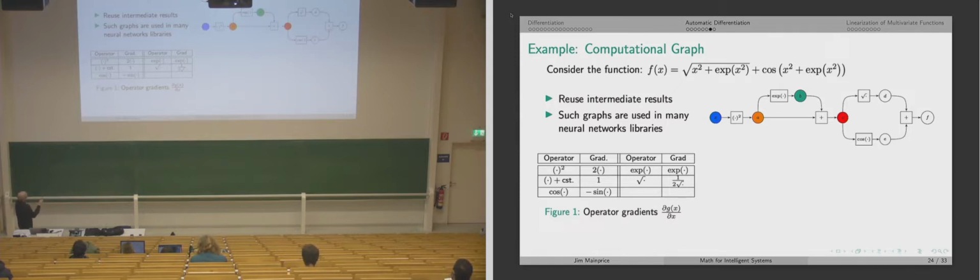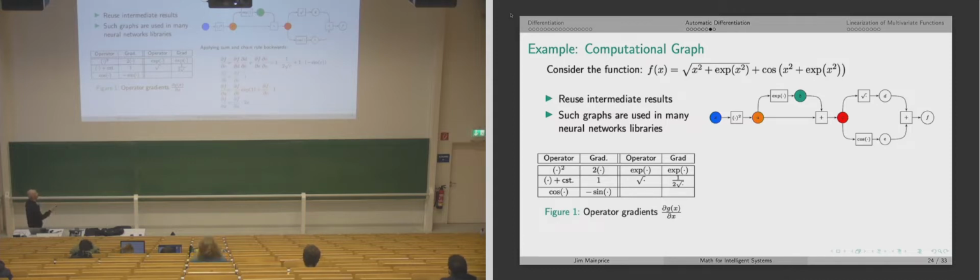So what you would have here is basically operators. These are the operators and the gradients of the operators. And now the question is, how do we compute the gradient? So these operators are called G. How do we compute the gradient of F in such a computational graph?